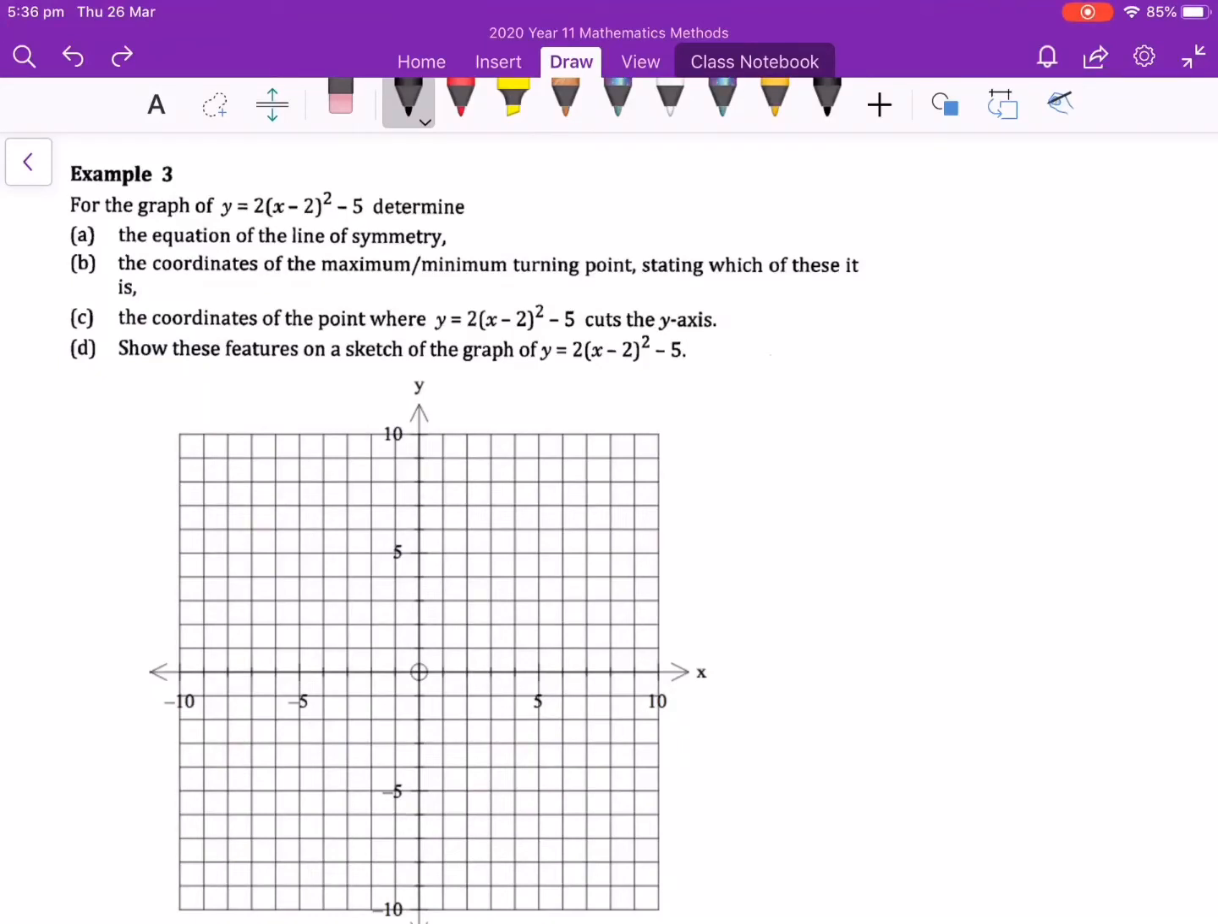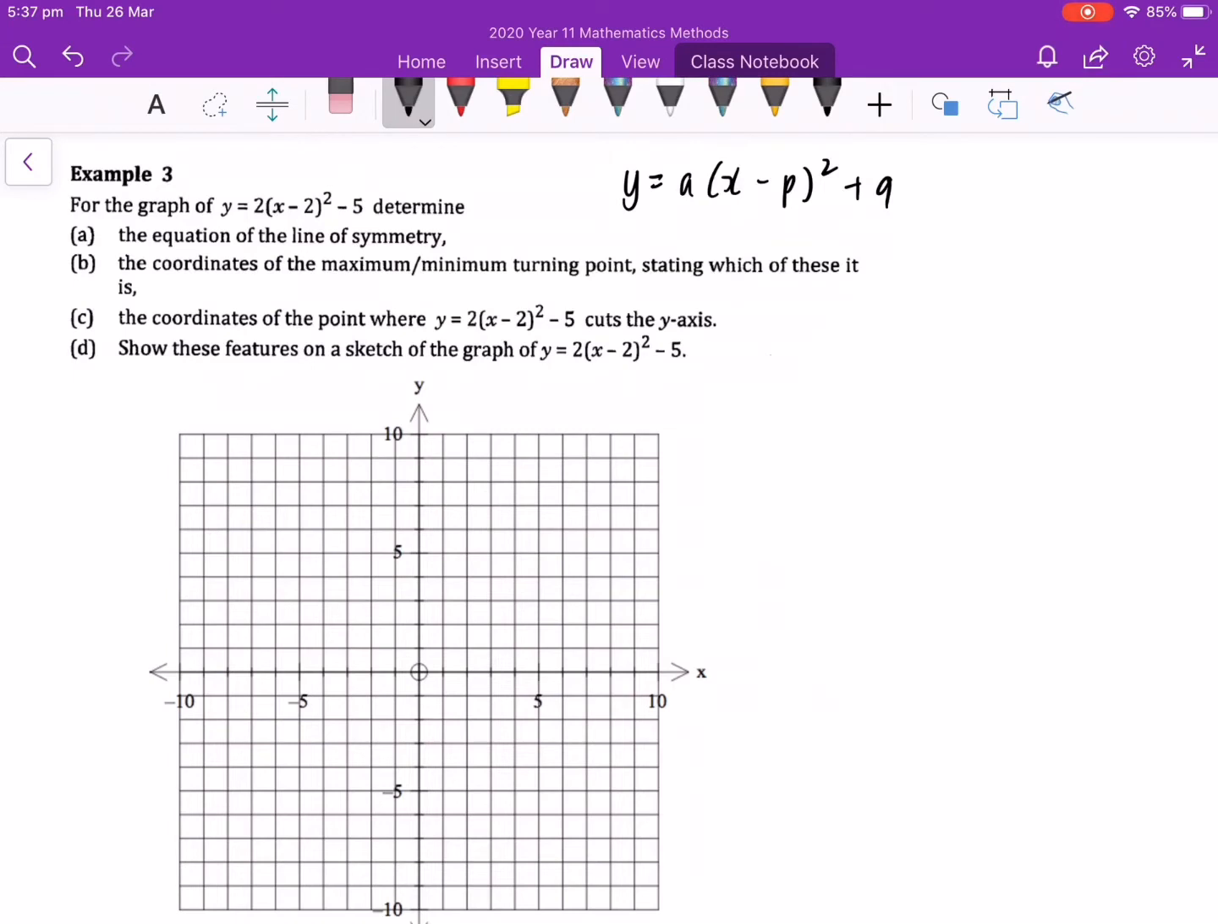Hi guys, so what I'm doing today is I'm going to go through a question on how to graph quadratic functions when they're given in particular formats. So the first format we're going to look at is when it's in the format of y = (x − p)² + q. So we're going to look at how to sketch these functions and actually find particular features of this graph when it's in this format.